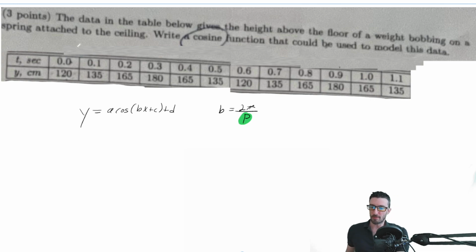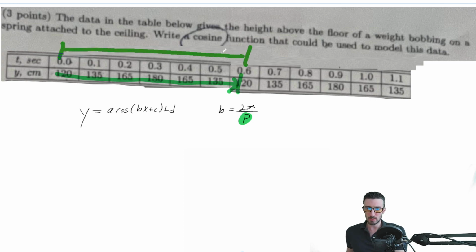So if I were to graph this, then I would be graphing y values of 120, 135, and so on, goes up to 180, and then it comes back to 120. And the distance between 0 and 0.6, that's going to be your period. So you can say 0.6 minus 0, that's equal to 0.6. Now you can see that after that, it starts to repeat itself.